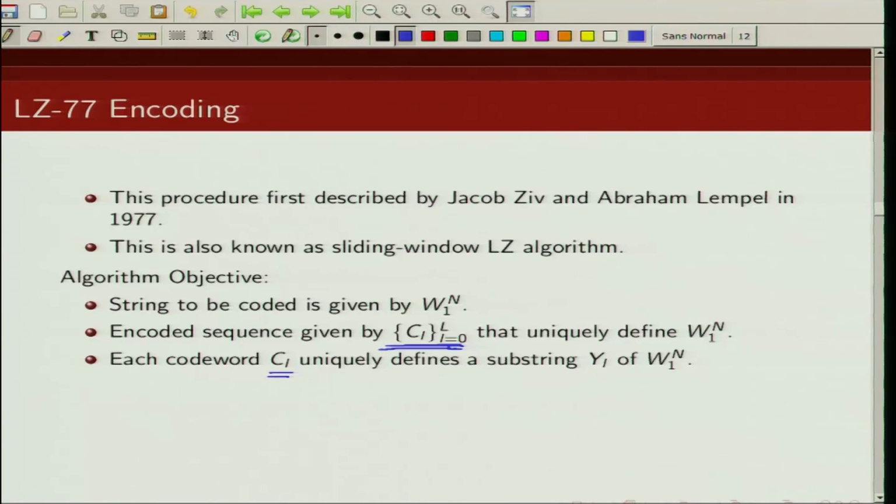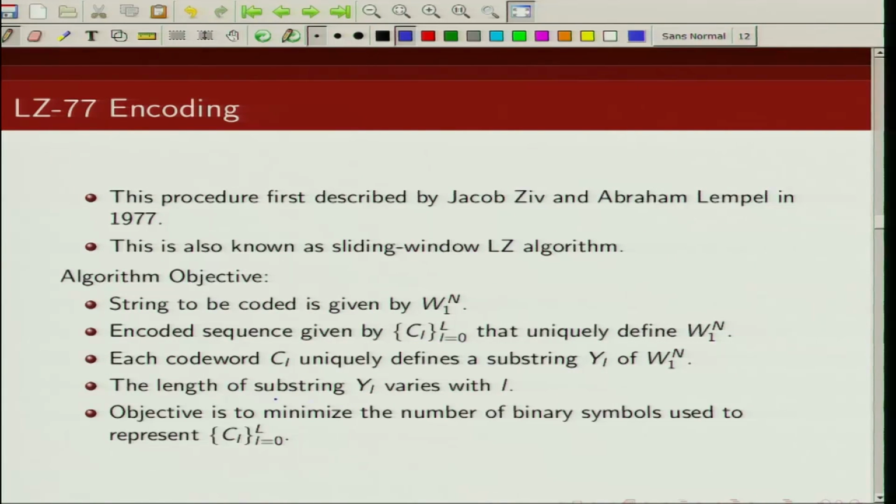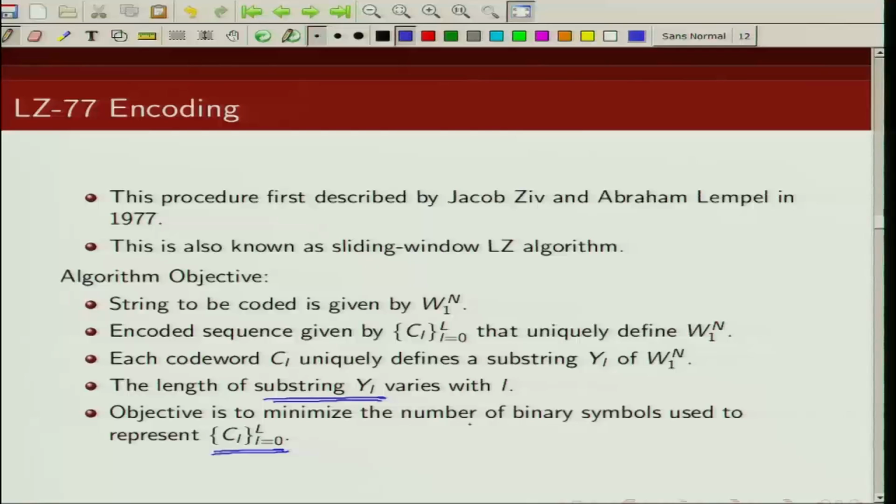CL goes from 0 to L. Now each of these code words CL uniquely determines a substring YL of this block of n bits. The length of this substring is variable, and our objective is to minimize the number of bits required to represent these strings. So we would like to minimize the number of bits required to represent our set of code words.